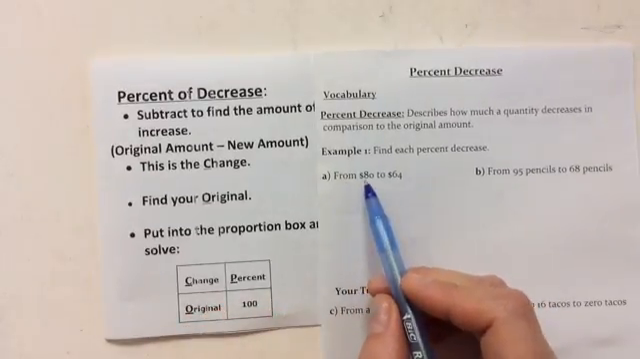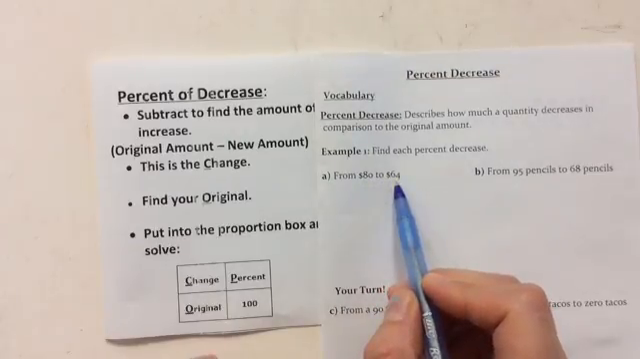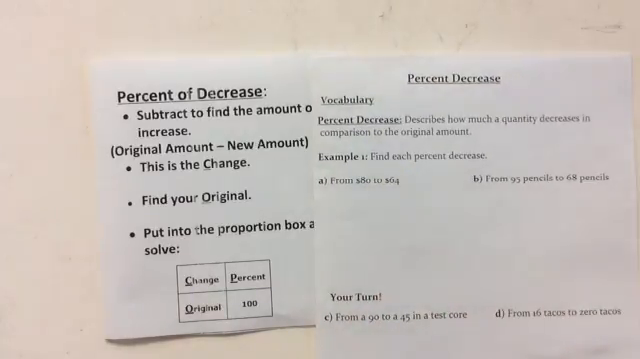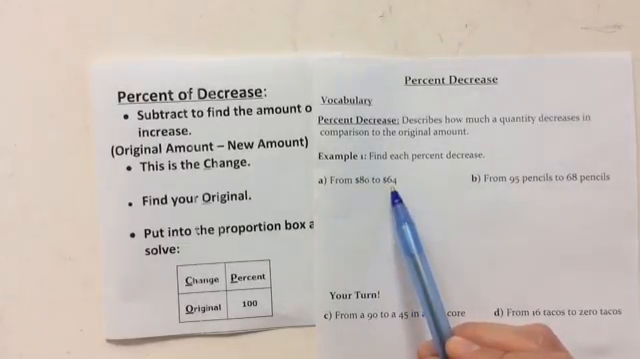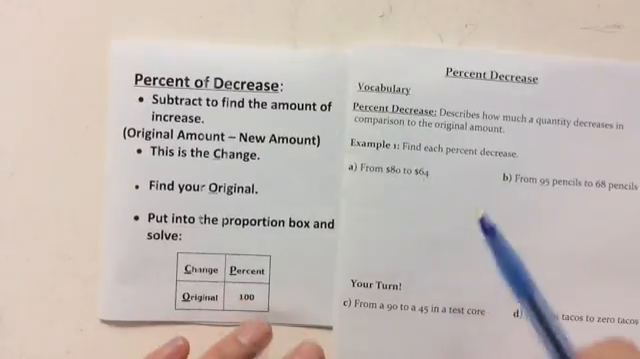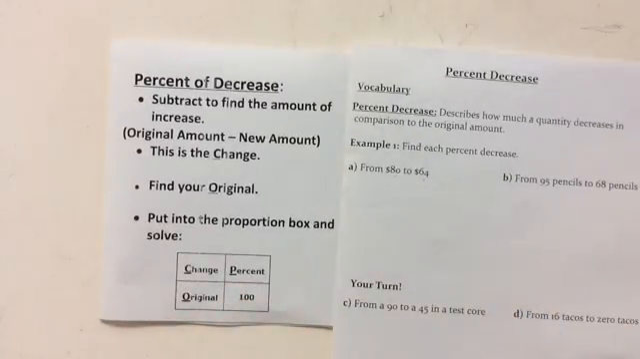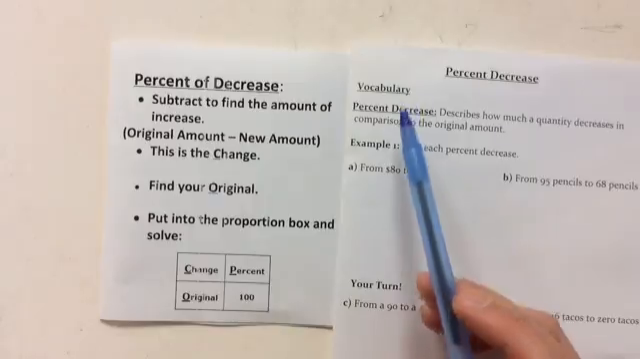From $80, you want to spend money, and now you have $64. So what was the percent decrease? It's a decrease because you went from 80 to something less, which is 64. So we need to find the percent decrease. Let's talk about this. How are we going to do this?